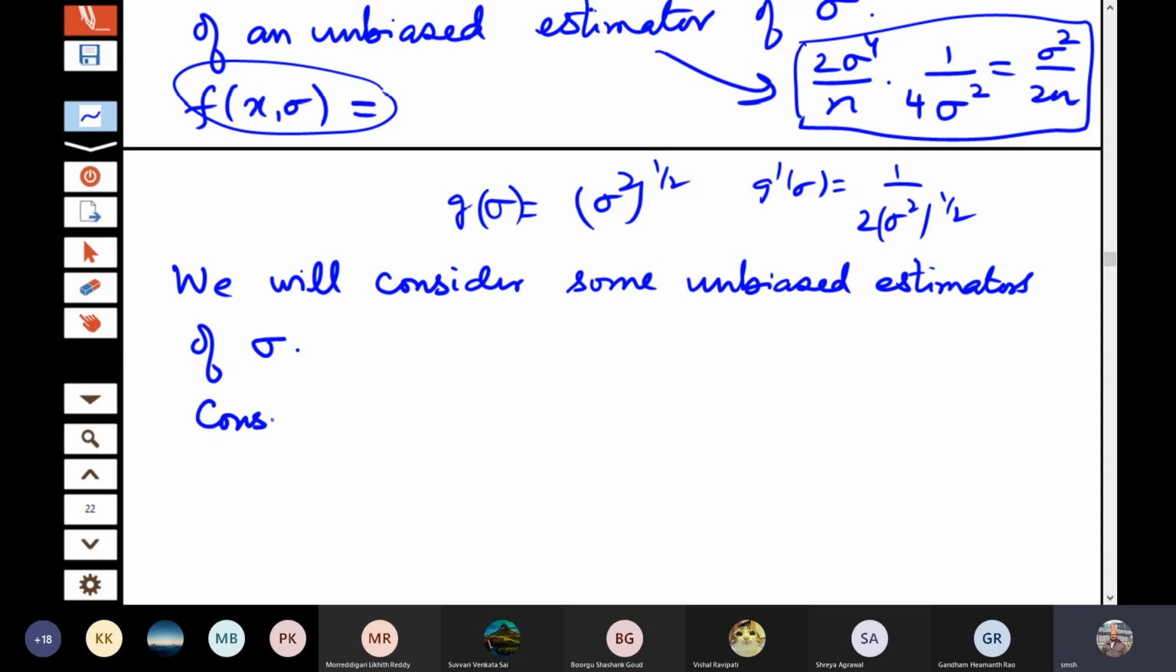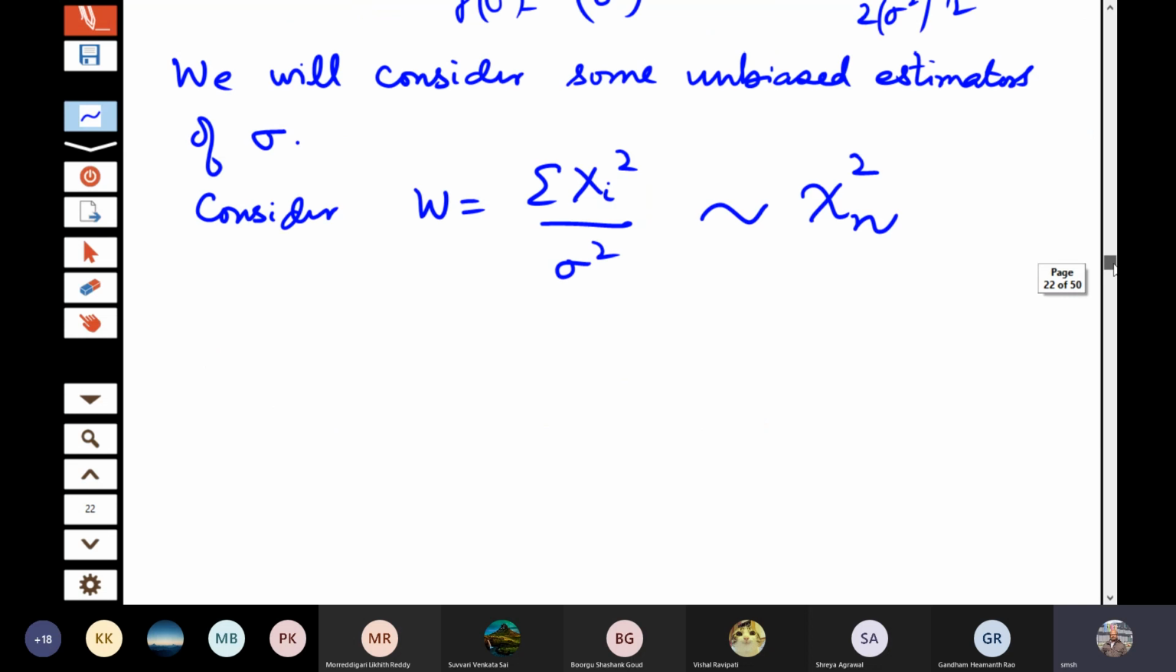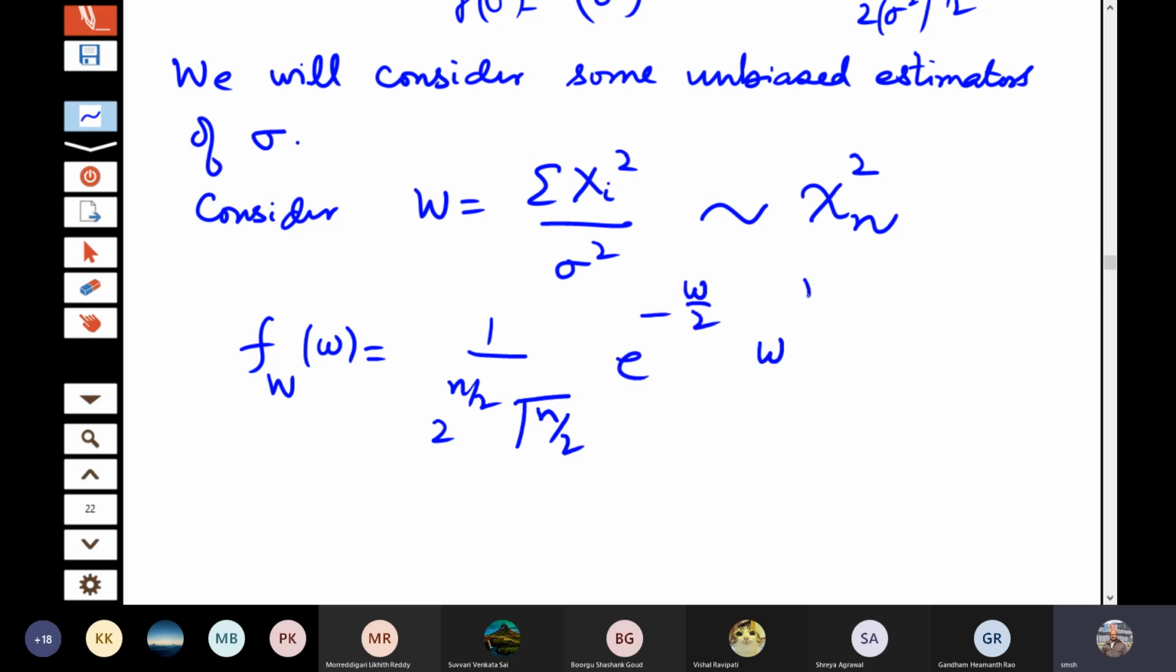So consider W equal to Σ ξᵢ² by σ². That follows chi-square distribution on n degrees of freedom. Let me look at the distribution of this: 1 by 2 to the power n by 2 gamma n by 2, e to the power minus w by 2, w to the power n by 2 minus 1.